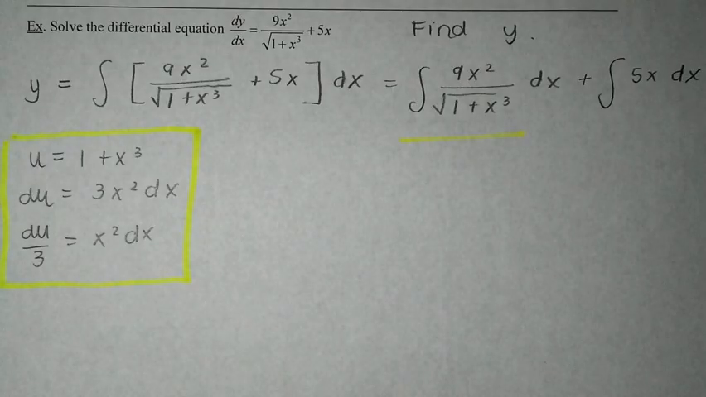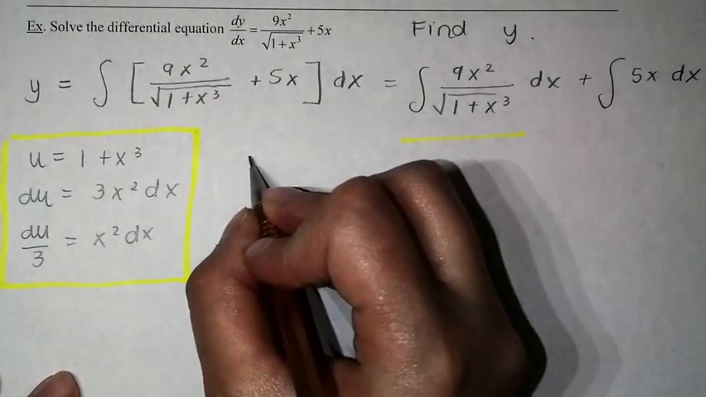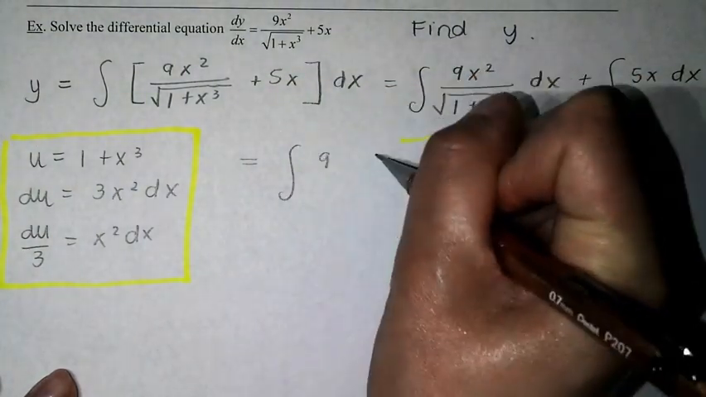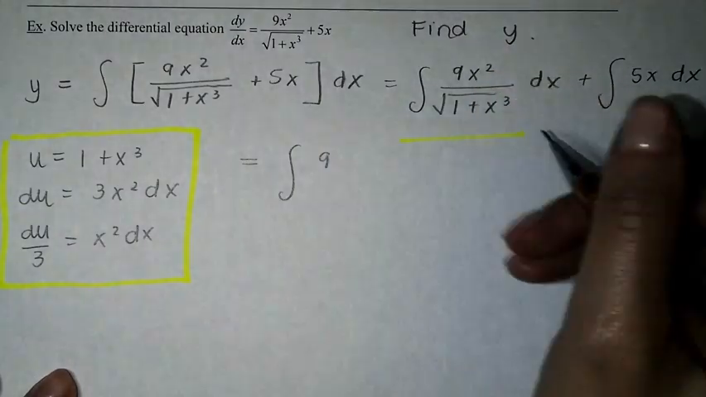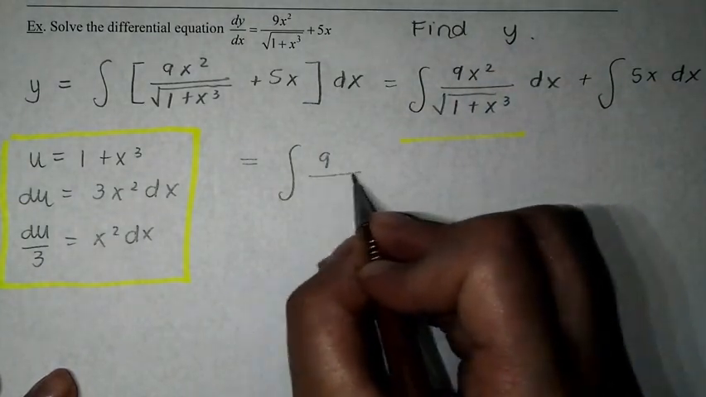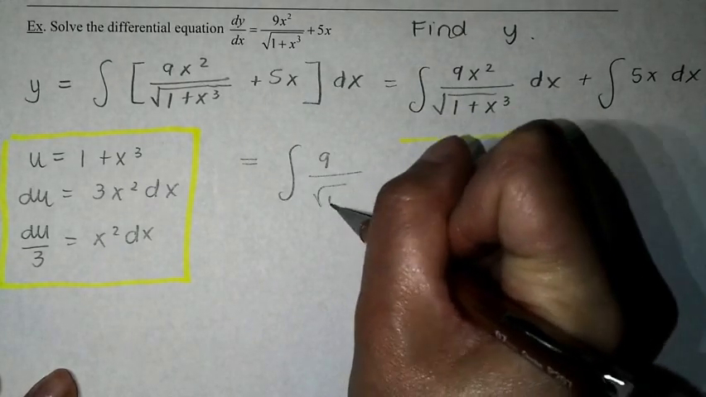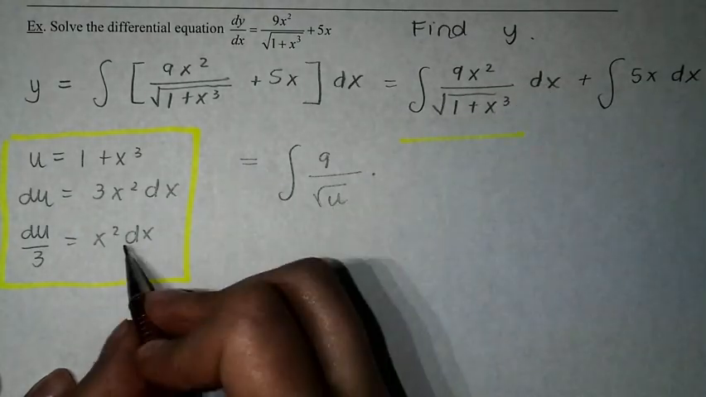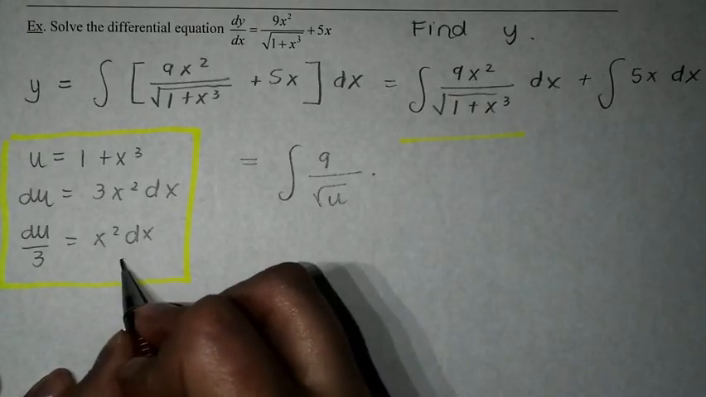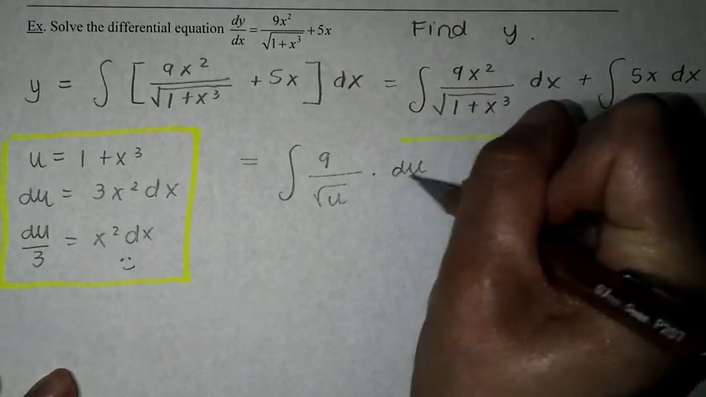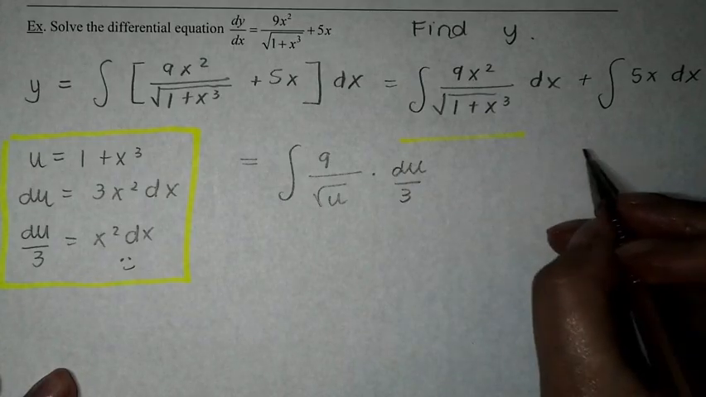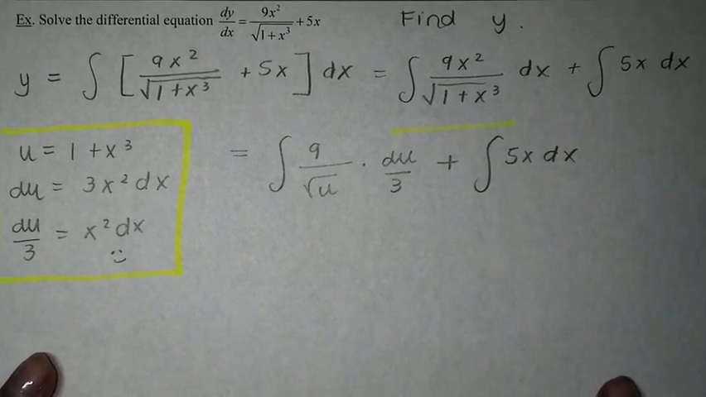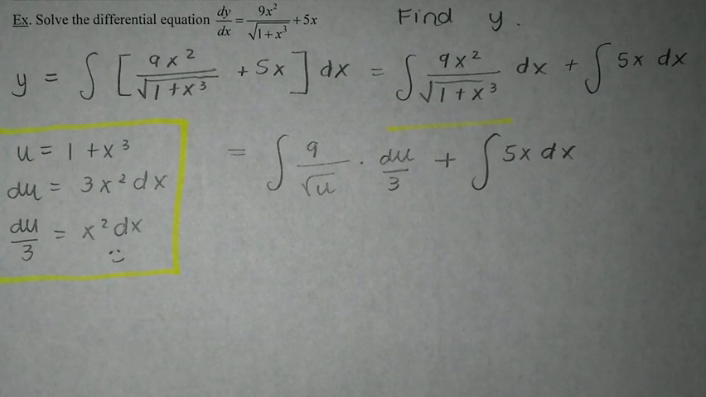So what are we going to do? All of this is equal to what? You have the 9, and what else do you have here? It's going to be divided by the square root of u. Do you agree with that? And then you have the x squared dx, which we are very happy with, and it's going to be du divided by 3. Do you agree with that? The other one stays the same. I haven't changed it at all. So here we have the yellow part.